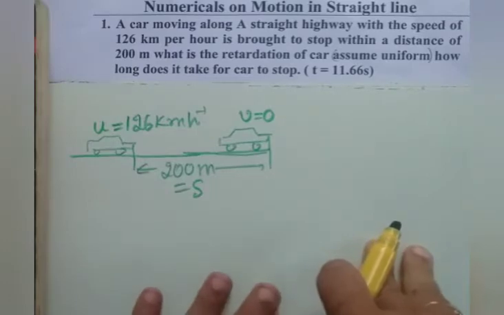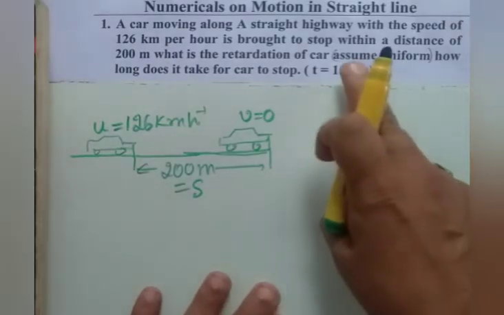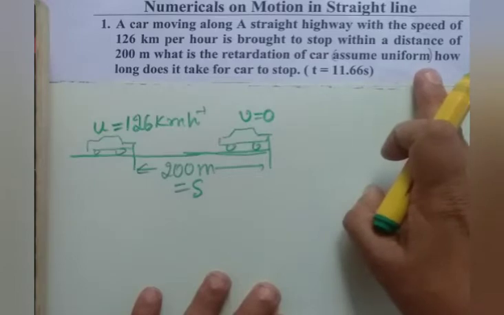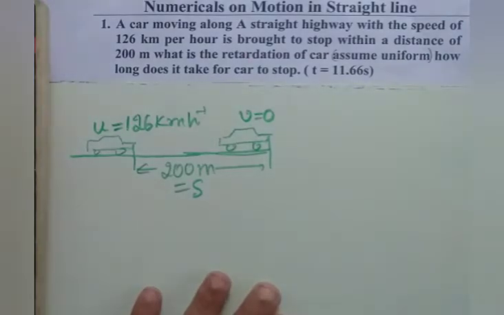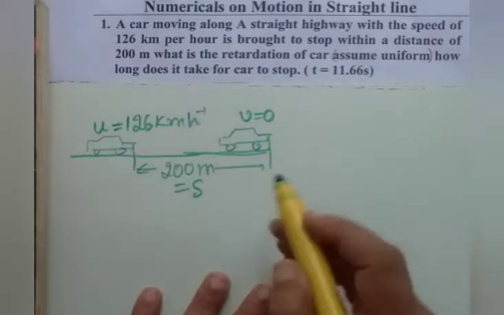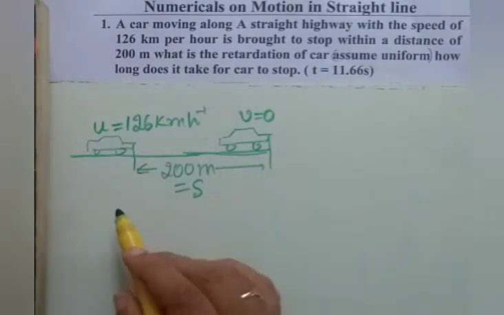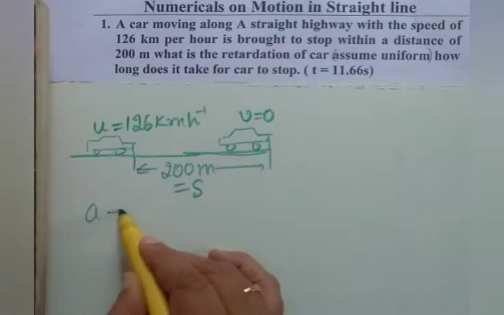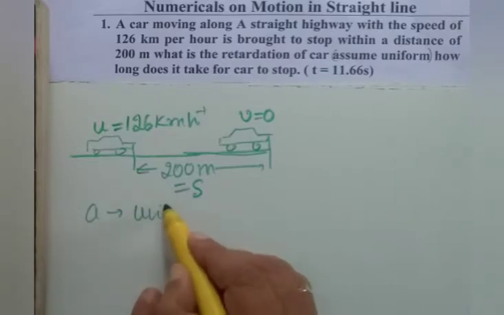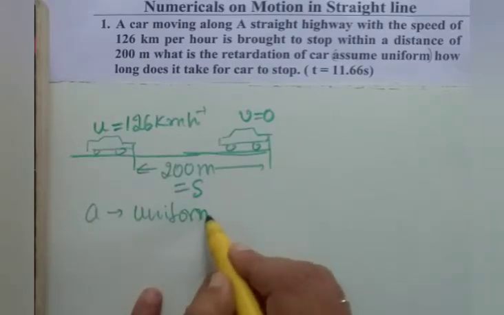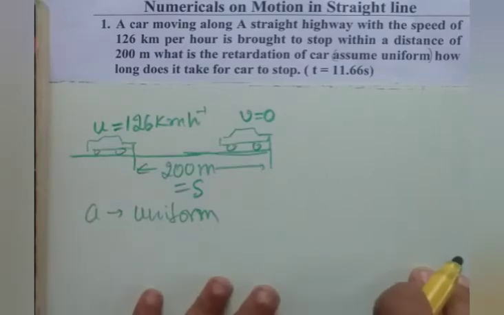Observe, we have written all the data and we are given to assume uniform retardation. That means speed goes on decreasing, therefore acceleration is negative. Now, we write acceleration, uniform retardation. Okay. Now, how long does it take for the car to stop?